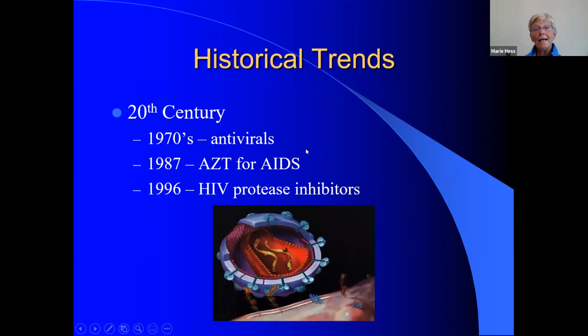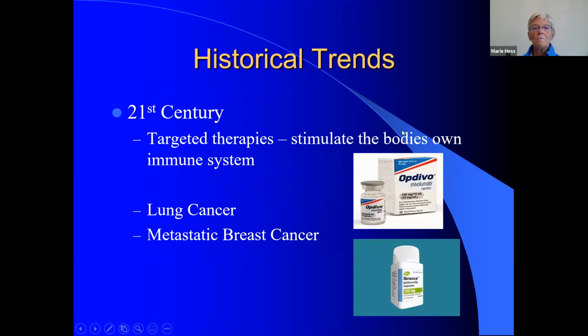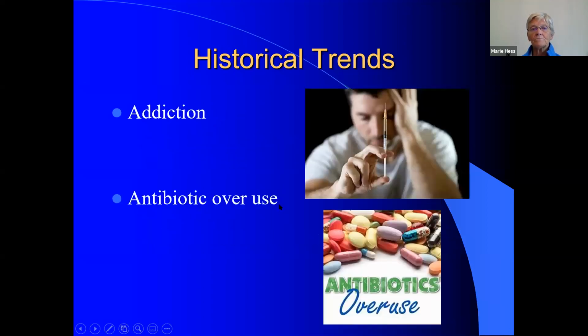Then the next thing we had was AIDS. We didn't get any antivirals till 1970, but in 1987 they finally came up with AZT for AIDS. In 1996 they introduced the protease inhibitors, so now that is under control, not cured but under control. And now we're into targeted therapies to stimulate the body's own immune system with anything that ends in MAB. And there are new drugs available for lung cancer and metastatic breast cancer, which have proven fairly effective.